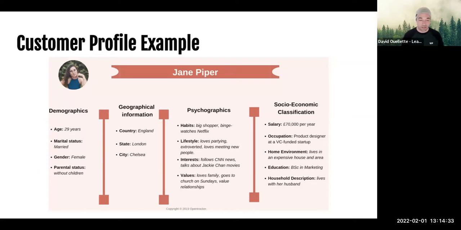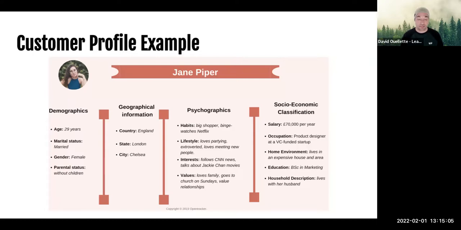It mentions the demographics. So we have age, marital status, gender, parental status, where are they located, their habits, their lifestyle, their interests, their values under psychographics, and then anything around socioeconomic classification. So that's their occupation, their salary, home environment. So depending on your business, depending on your industry, this could look very different. There are many examples out there for many different industries of what a typical customer profile will look like.